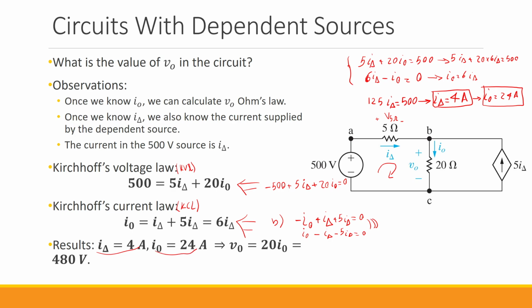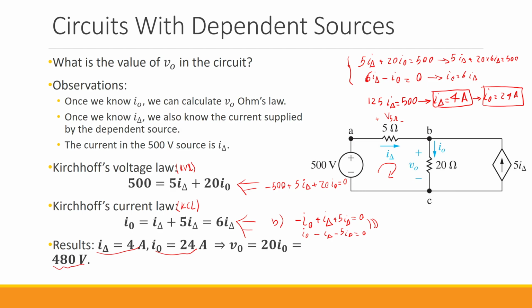So the final conclusion, the value that we were looking for, VO or V0, right? I use these interchangeably. So VO equals 20 I0 based on Ohm's law, which is going to be 480 volts.